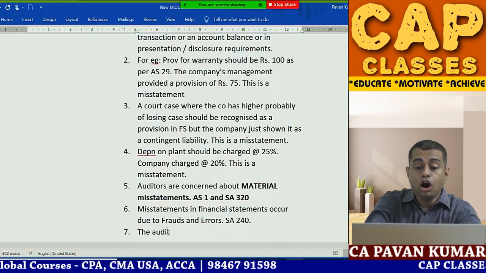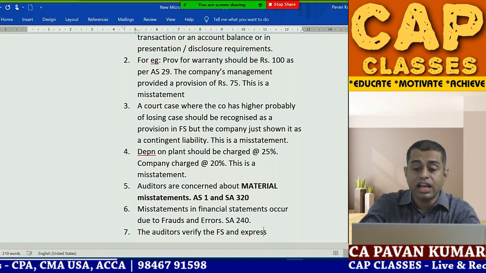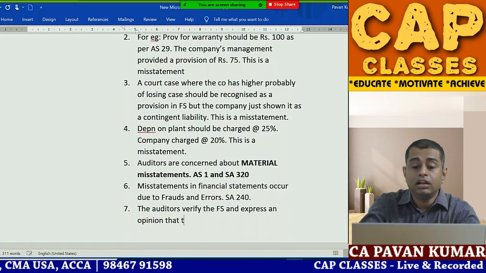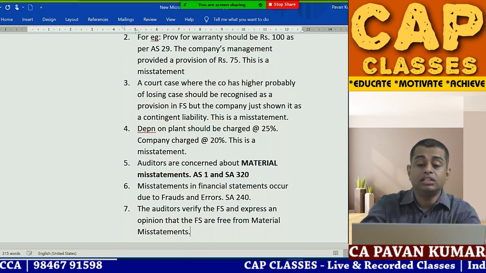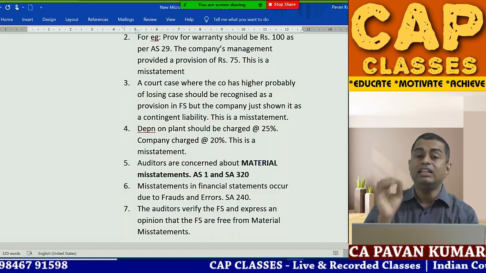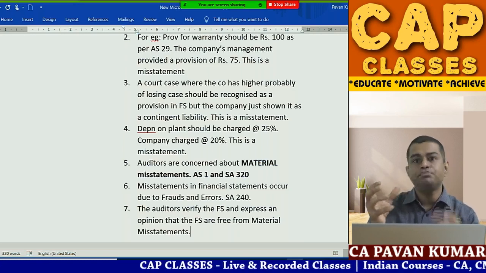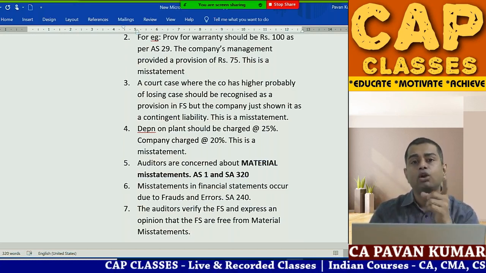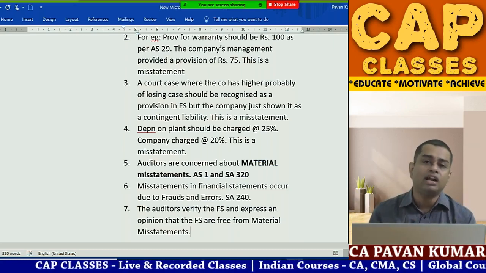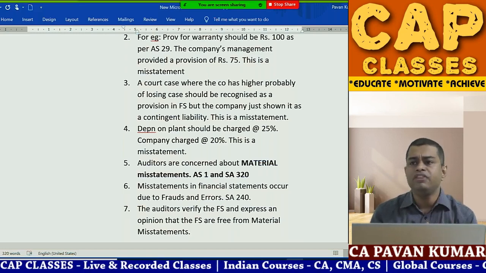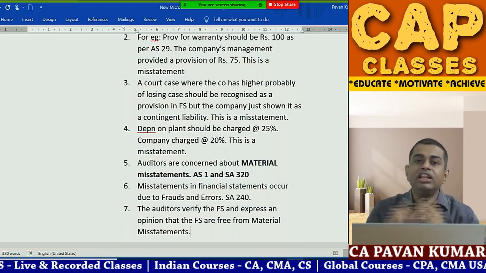The auditors verify the financial statements and express an opinion that the financial statements are free from material misstatements. That means they give the opinion that there are no material misstatements in the financial statements. Are there any misstatements? Possible. There can be so many misstatements, but no material misstatements, meaning no big frauds or big errors. Deviations of 100 rupees, 200 rupees, so many might be there. I cannot dig into everything.